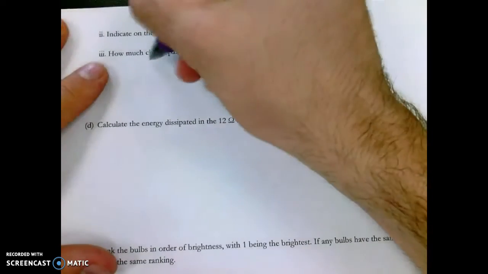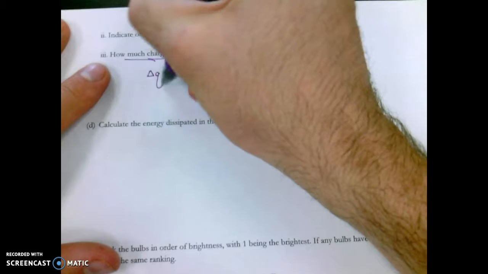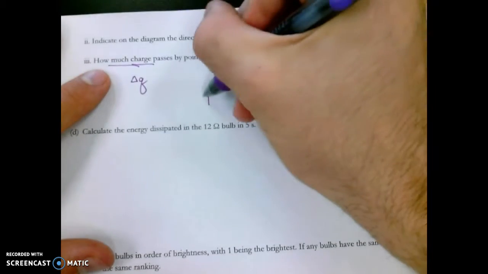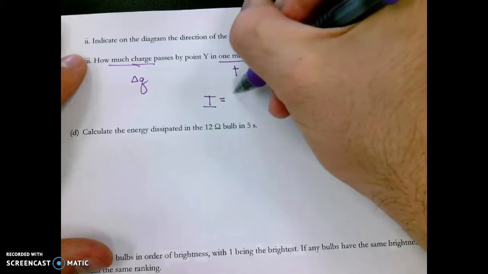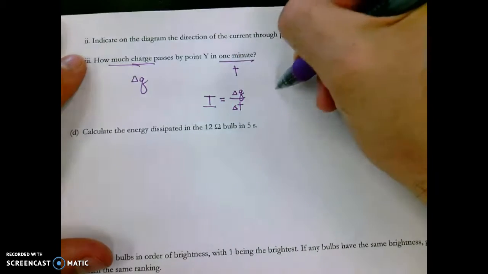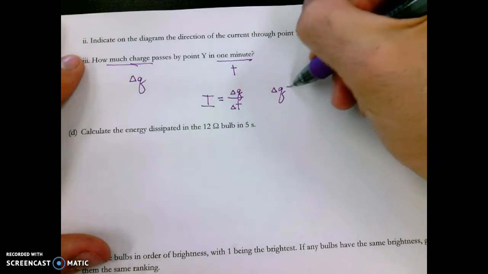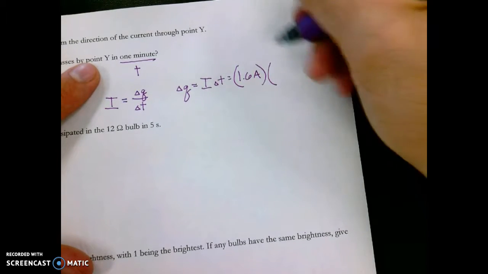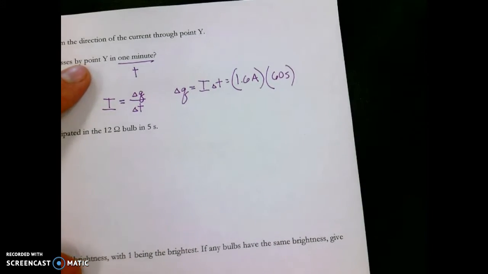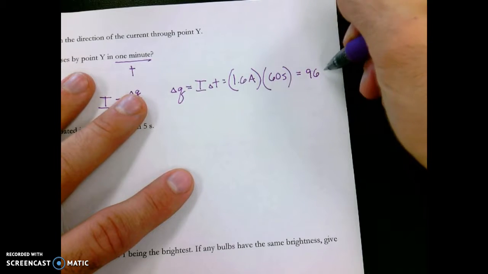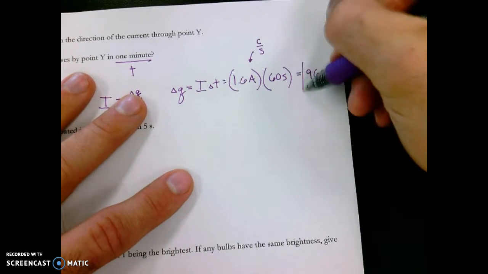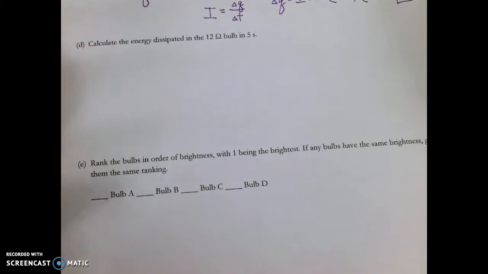How much charge passes by point Y in 1 minute? How much charge? That's a question of delta Q. How much 1 minute? That's a question of time. So I can really use this idea of I, and what current is delta Q over delta T. Or, doing a little algebra, delta Q equals I delta T. Or 1.6 amps, my answer from before, multiplied by 60 seconds, which is just 1 minute in my SI unit of seconds, and I get 96 coulombs. Boom, that makes sense because an amp is a coulomb per second. That works.